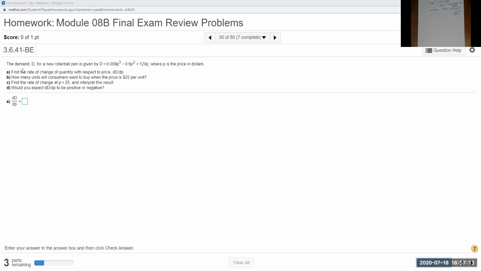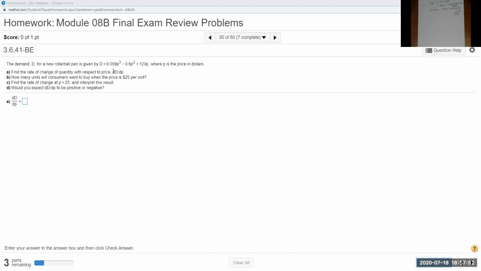The demand D for a new roller ball pen is given by, so D is demand. I guess the idea is how much something is wanted, how much people want to buy it. You've got this equation with the variable P, and P is the price in dollars. So they're trying to measure the demand, how much people will want something versus the price. It sort of makes sense. You would think the higher the price, the less people want it, and the lower the price, the more people would want it. So they asked a bunch of questions.